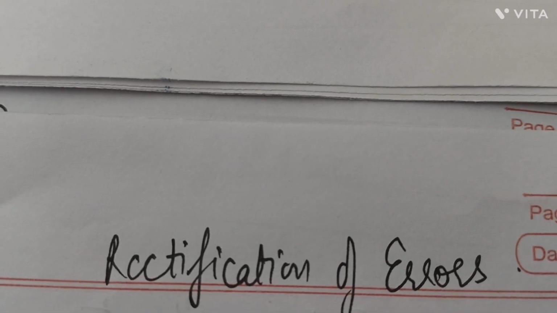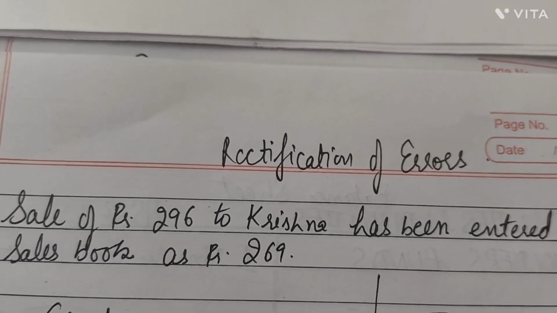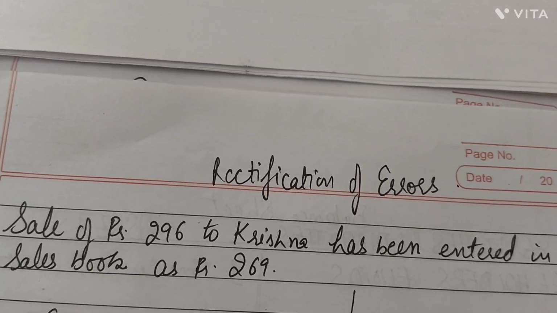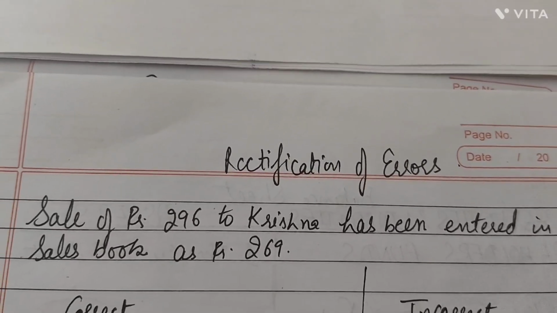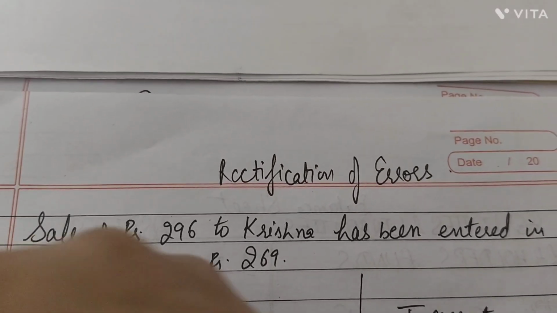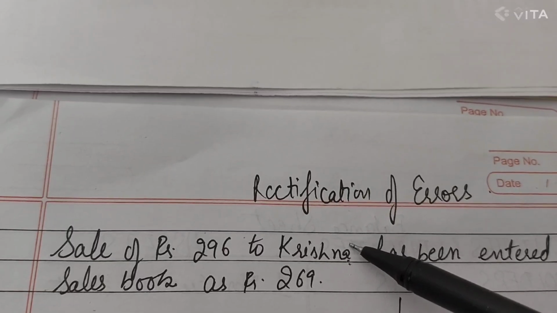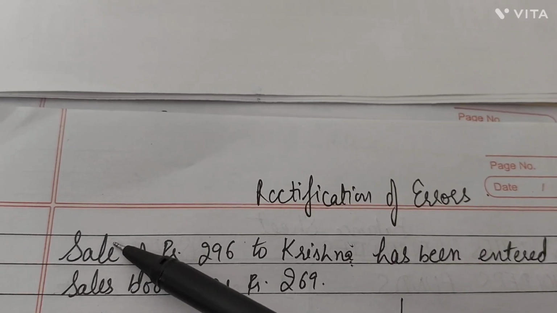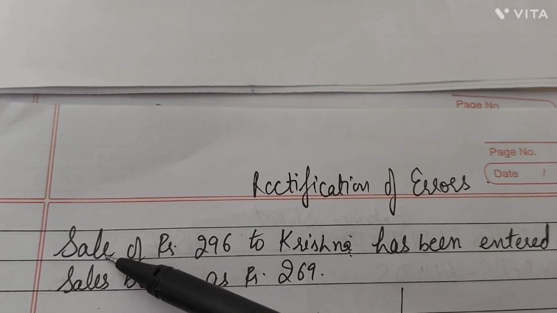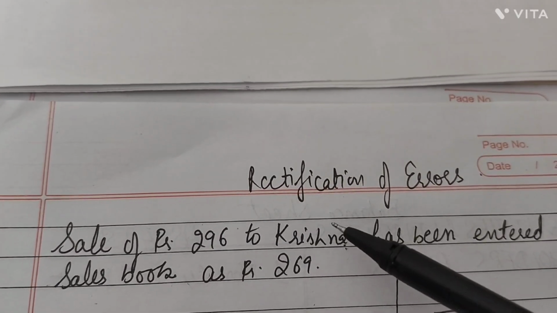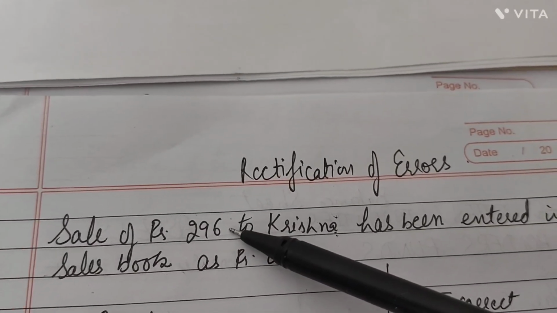Again, another journal for rectification of errors. That is over here: the sale of rupees 296 to Krishna has been entered in the sales book as rupees 269. Here the point is that it is a sale to Krishna, right? When goods are sold to Krishna, Krishna becomes the receiver, and we have made a sale, so it becomes income, credit all incomes and gains. So that's why the correct journal should be Krishna to sales with rupees 296, right?